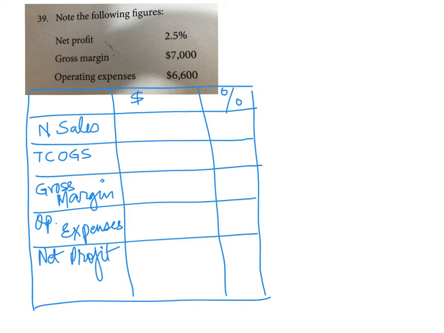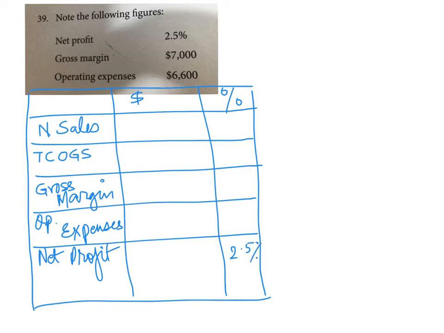Here is problem number 39 from your textbook. In this case as well, you have to develop a skeletal P&L to answer the questions in this problem. So the first step again is going to be to write down the information that's already given in the problem.